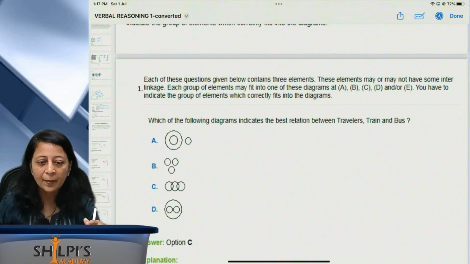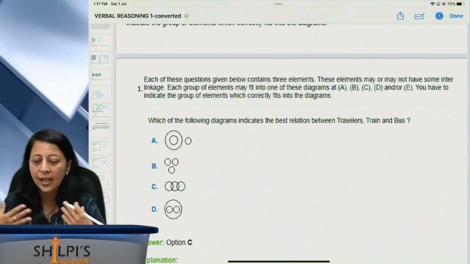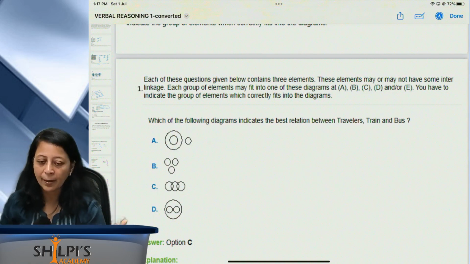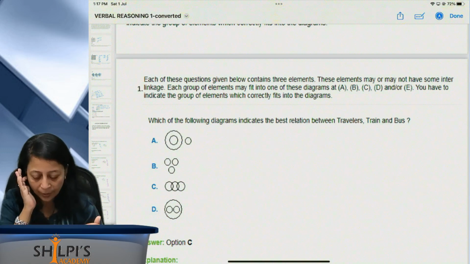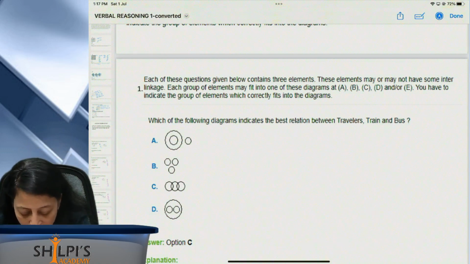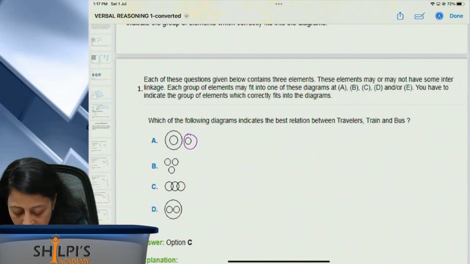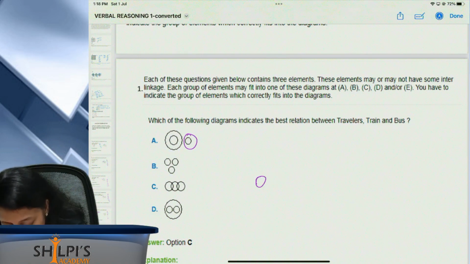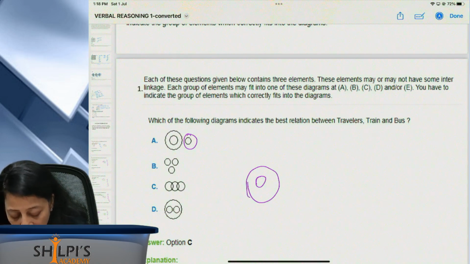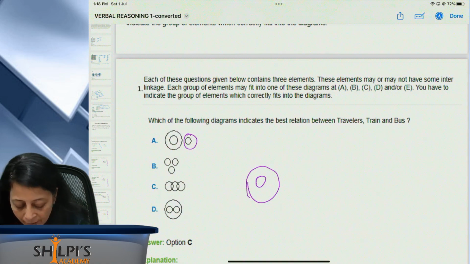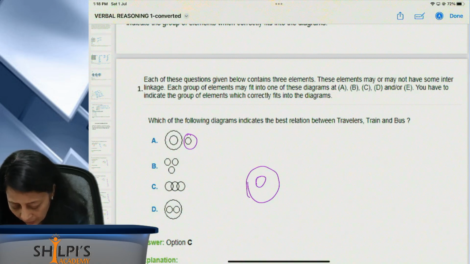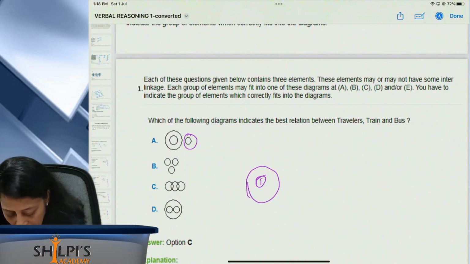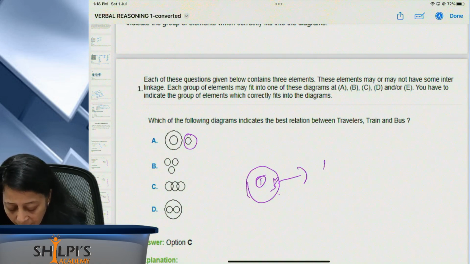Which of the following diagrams indicates the best relationship between travelers, train and the bus? Travelers are people like us, and for commuting we can take a train or a bus. So which one gives you the perfect answer? The first one shows a relationship where travelers are a separate group, and train and bus are within something. A bus cannot be within a train, and a train cannot be within a bus, but a traveler can be within a bus. But what about the train?